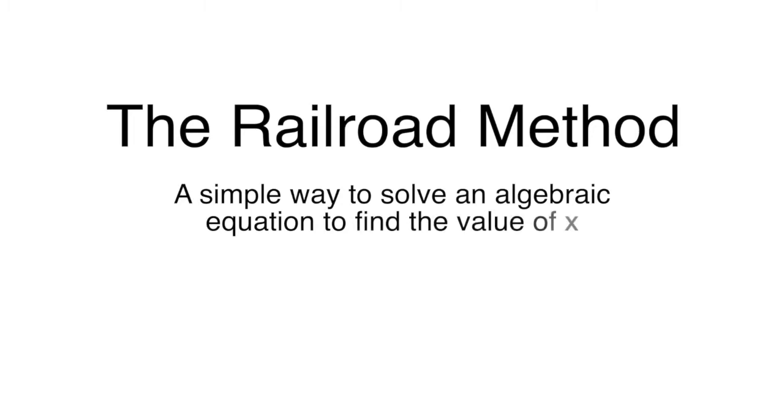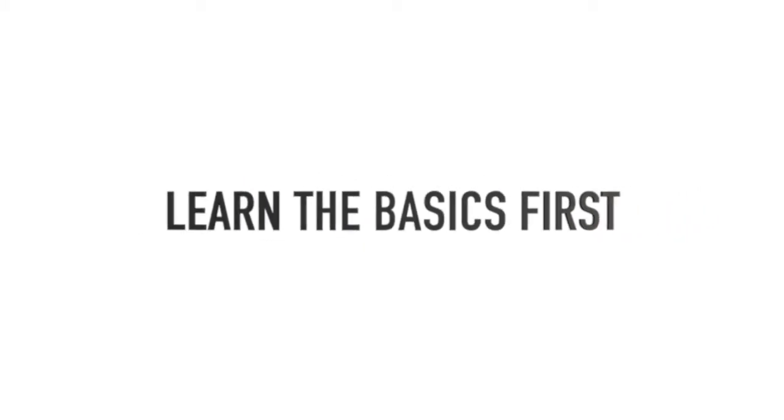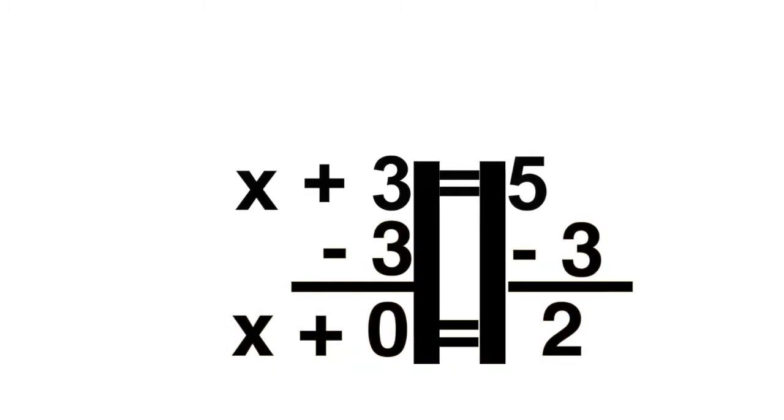In this video, we're going to expand our knowledge on the railroad method, which is just a simple way to solve an algebraic equation to find the value of x. Since we know how to do simple addition and subtraction problems, let's move on to solving more complex equations. If you still need to learn the basics, please watch my previous video. So in this lesson, instead of adding and subtracting, we're going to be using division and multiplication.